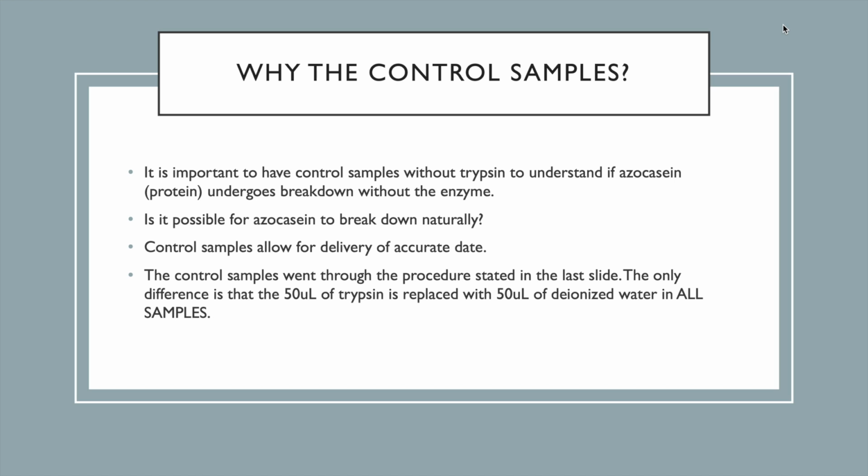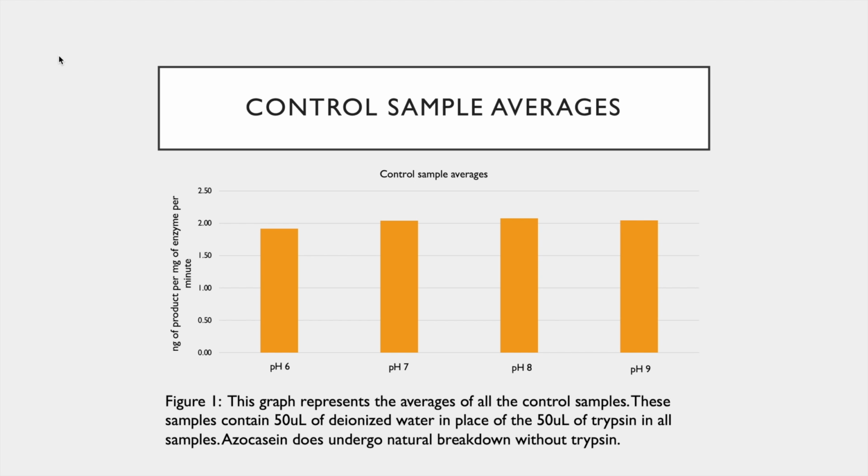The control samples were created and went through the same process as stated in the procedure on the last slide. The only difference is that the 50 microliters of trypsin is replaced with 50 microliters of deionized water for all of them. So what we have here are the averages for our control samples. As you can see, at pH 6, 7, 8, and 9, they all have an activity. So what this means is that azocasin undergoes natural breakdown and is not only broken down by trypsin.